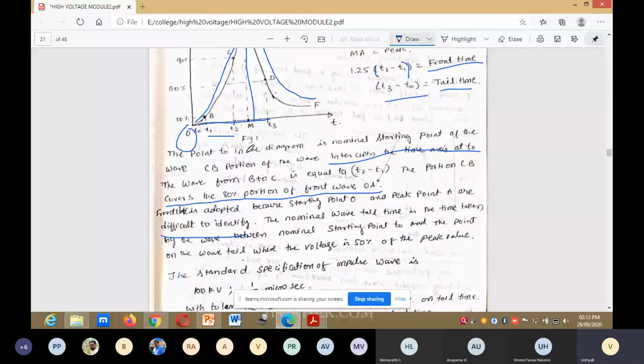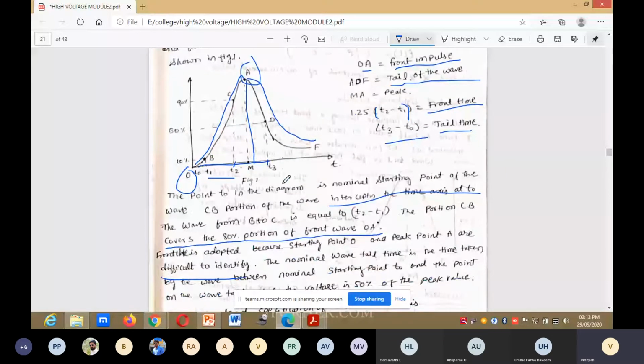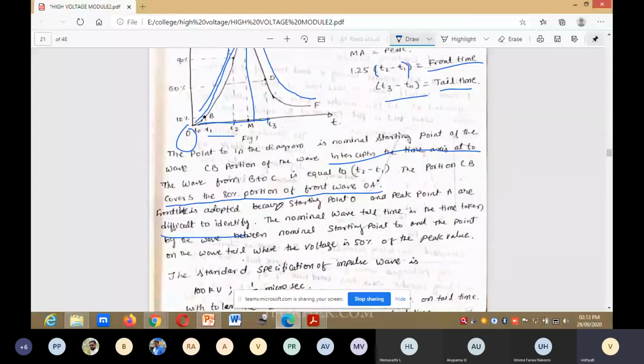The nominal starting point of the wave, the line CB of the wave, intercepts the time axis at T0. The wave from B to C is equal to T2 minus T1. As you can observe here, CB covers the 80% portion of front wave OA. Front time is adopted because starting point O and peak point A are difficult to identify.